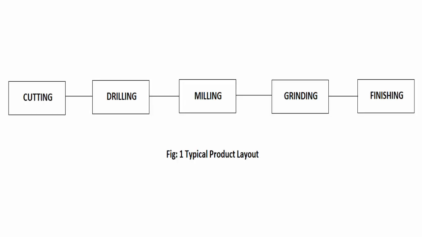So here is a typical product layout where we have a cutting machine where the material is cut as per the dimensions, and then it will go to a drilling machine, and then milling, and then grinding and finishing. So this is how it follows a line. Here, if all the capacities of the cutting, drilling, milling, grinding and finishing machines or the equipment which we use are balanced, there will be a smooth flow of product from one machine to the other machine or one department to the other department.